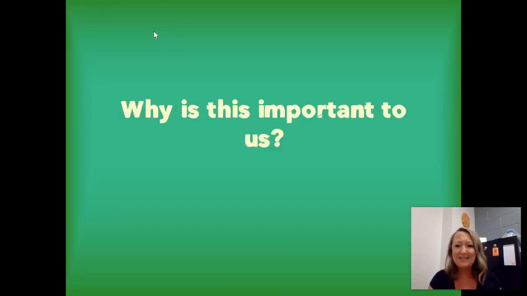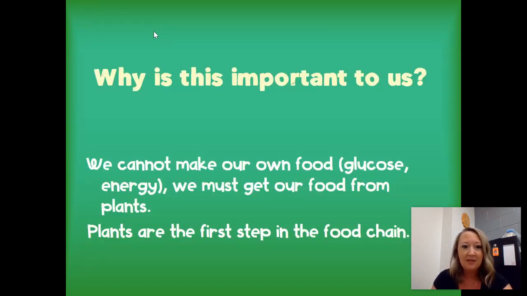Why do we care? Why is this important? Why does Miss Young have to teach us about photosynthesis? We can't make our own food, right? So we must get our food from other plants. Plants are always the first step in the food chain. They're our producers. They produce energy that everything else depends on. So this is a very important part of the operations of our whole planet, right? Of our whole ecosystem. Because without plants, we wouldn't be able to survive. The things that we eat wouldn't be able to survive.